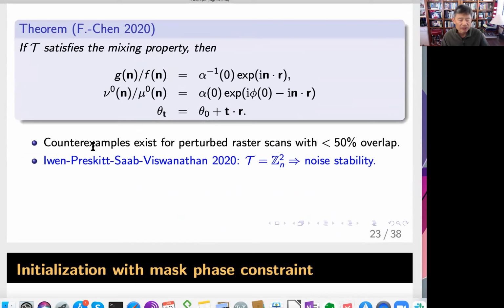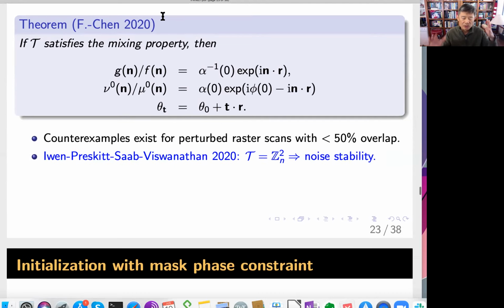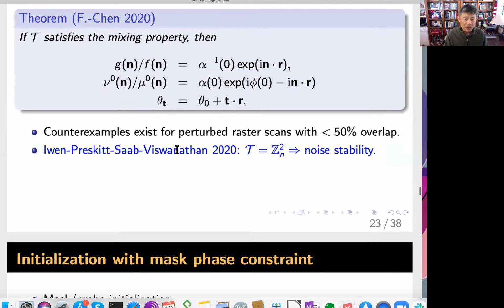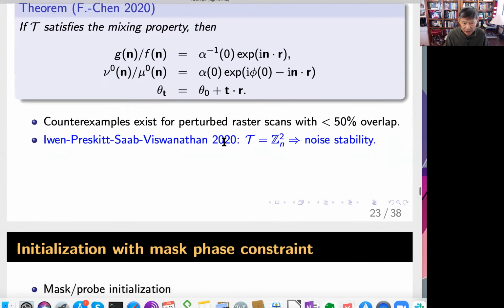All right. So again, a counterexample exists for perturbed raster scan with less than 50% overlap. One can rigorously construct such a math example. So 50% seems to be really the borderline case. Again, no noise stability, as I said. The only noise stability that I know is by these mathematicians that require the maximum amount of shift. Again, 1 pixel at a time, then one can prove noise stability for ptychography with a Gabor-like window Fourier transform.